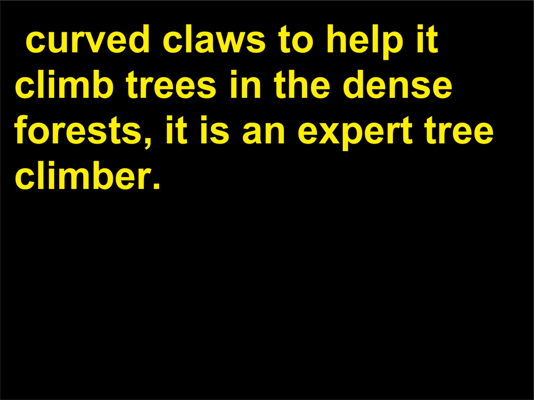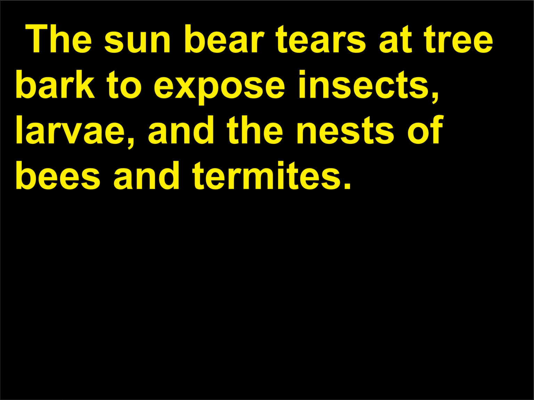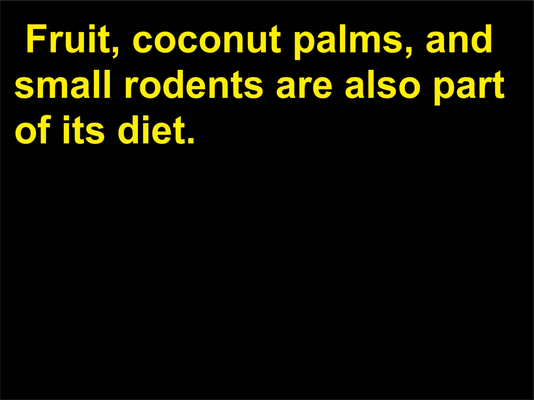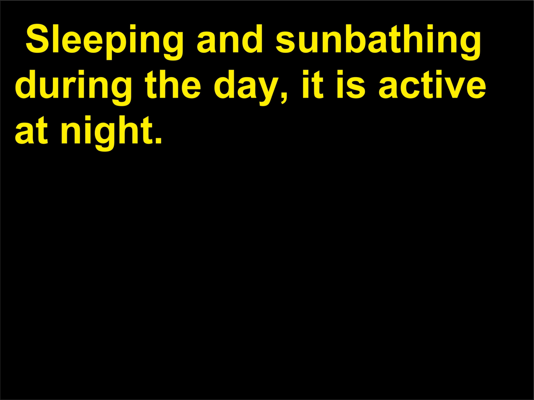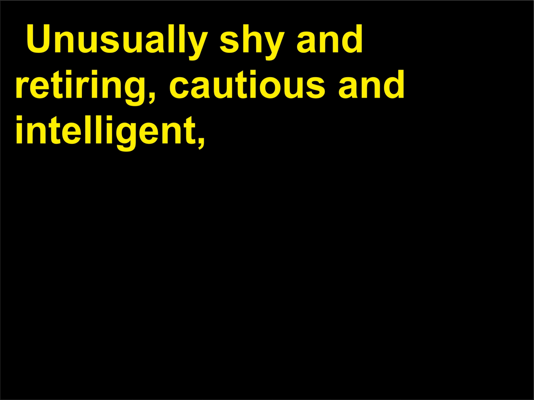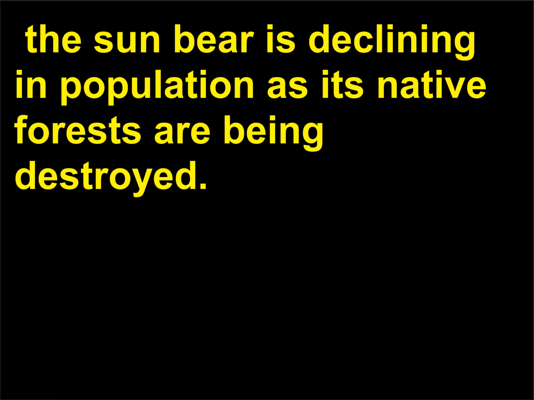With powerful paws having long, curved claws to help it climb trees in the dense forests, it is an expert tree climber. The sun bear tears at tree bark to expose insects, larvae, and the nests of bees and termites. Fruit, coconut palms, and small rodents are also part of its diet. Sleeping and sunbathing during the day, it is active at night. Unusually shy and retiring, cautious, and intelligent, the sun bear is declining in population as its native forests are being destroyed.